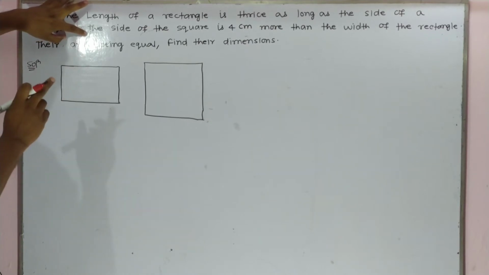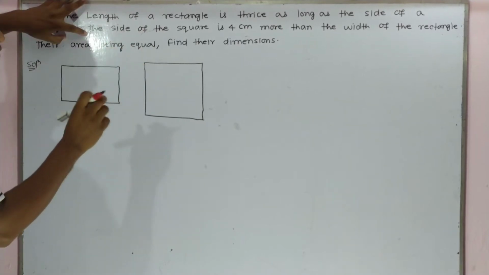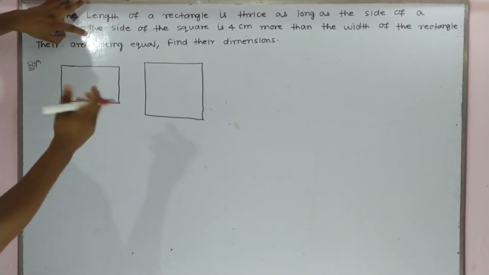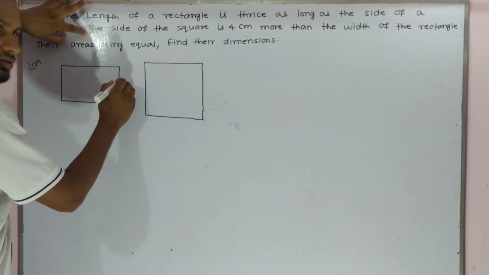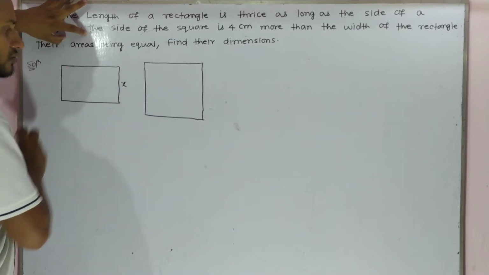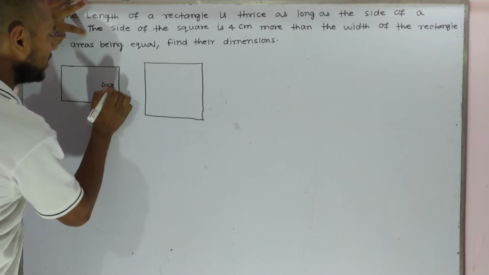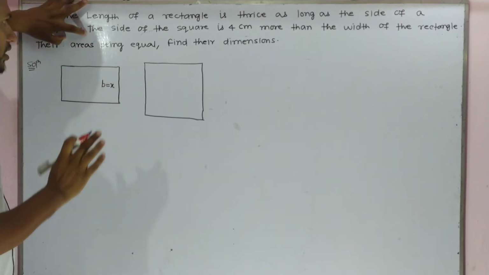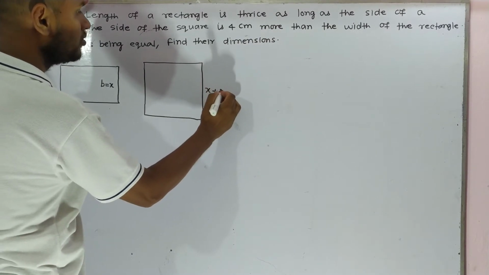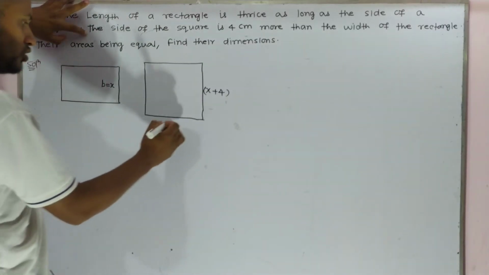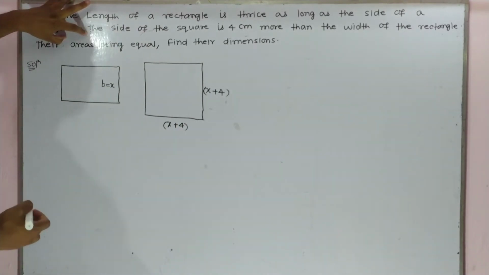The side of the square is 4 centimeter more than the width of the rectangle. Suppose the width of the rectangle is x, that is b equal to x. Then the side of the square becomes 4 centimeter more, so it becomes x plus 4. So this one also becomes x plus 4 because it is a square. I hope you are able to follow me.